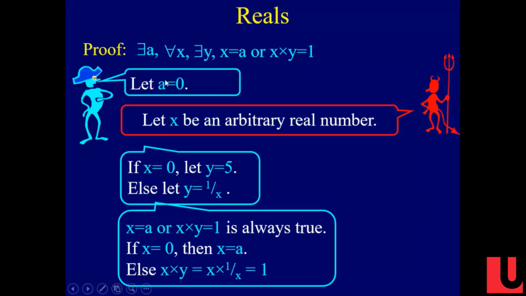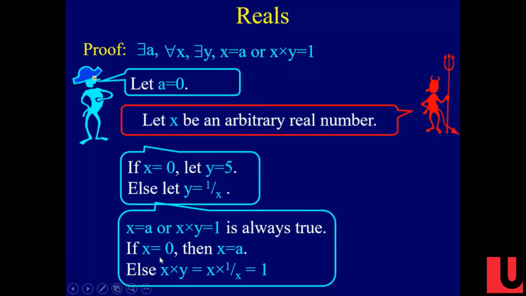We have a value of a. We have an arbitrary x. We have a value of y. We're going to check to see if this is true. Well, is it true? There are two cases. If x is 0, then y is 5, whatever that means. But if x is 0, then x equals a. In which case, this statement is true, because it's an or, and x equals a is true, so we're good.